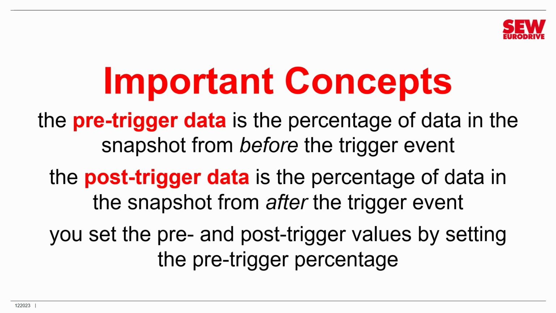And you set the pre- and post-trigger values by adjusting the pre-trigger percentage. So you set the pre-trigger to some value, say 30%. The post-trigger is going to be 100% minus that value. So if the pre-trigger is 30%, the post-trigger will be 70%. You set it with a simple adjustment, and that sets both these values.